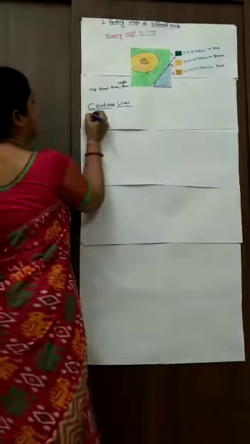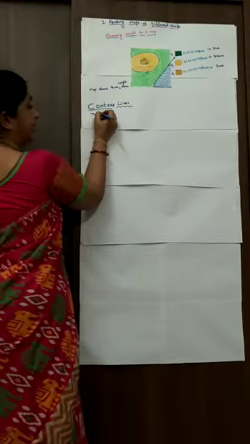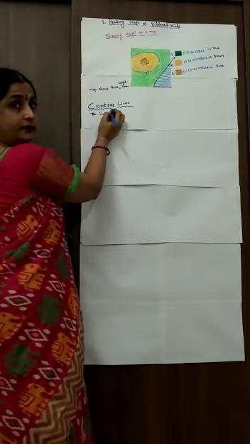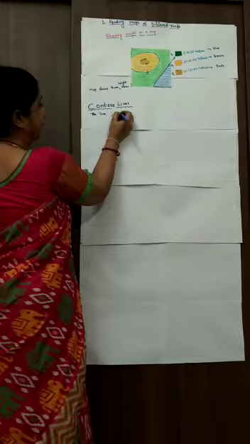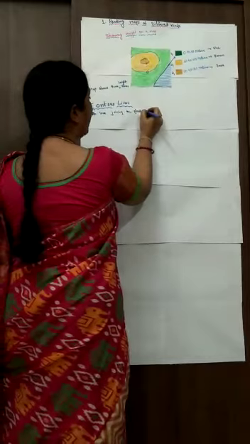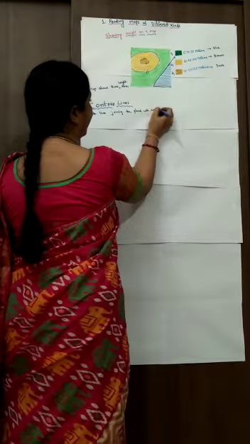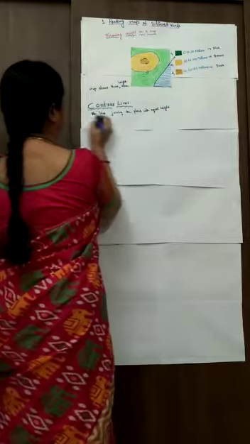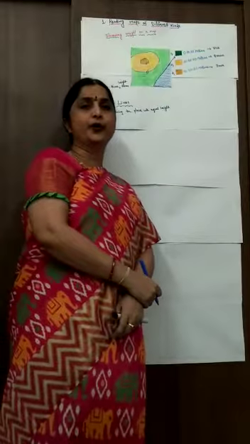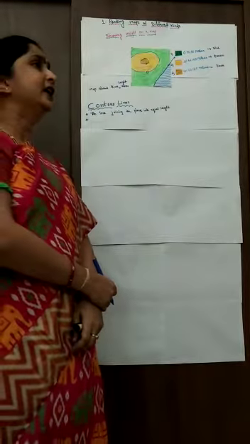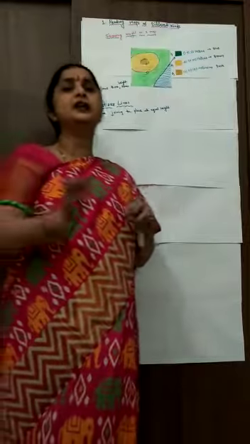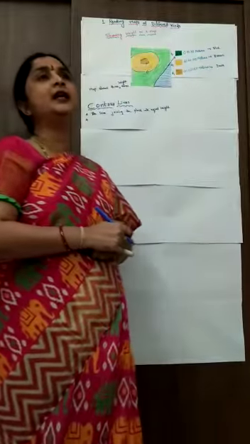Let us write. The contour line: a line joining the places with equal height. Very good. Next, contour lines are shown in irregular shapes. They don't have a particular shape. It is an irregular shape depending upon the landform.